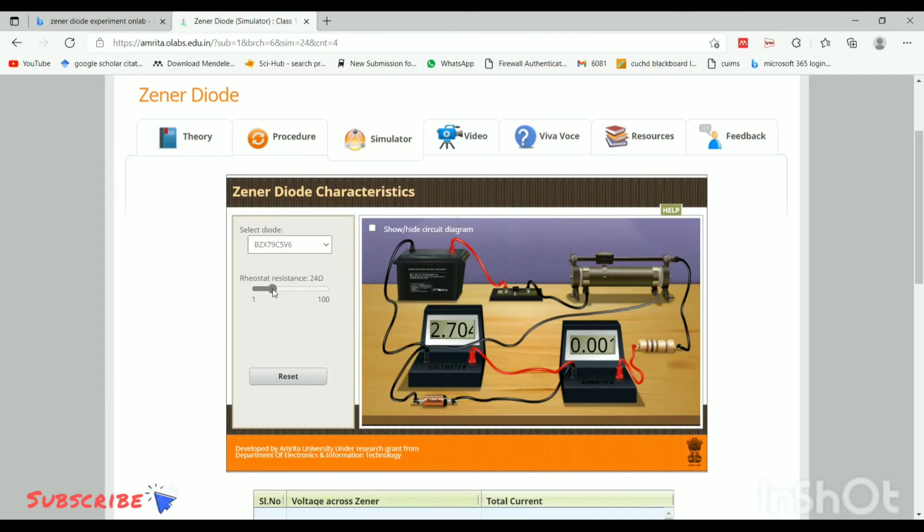Then 30: voltage 3.318 and the current is 0.001. Then resistance 45: voltage is 4.822, current is 0.003. Then 60: voltage is 5.600. This is the Zener diode voltage and the current is 0.008.